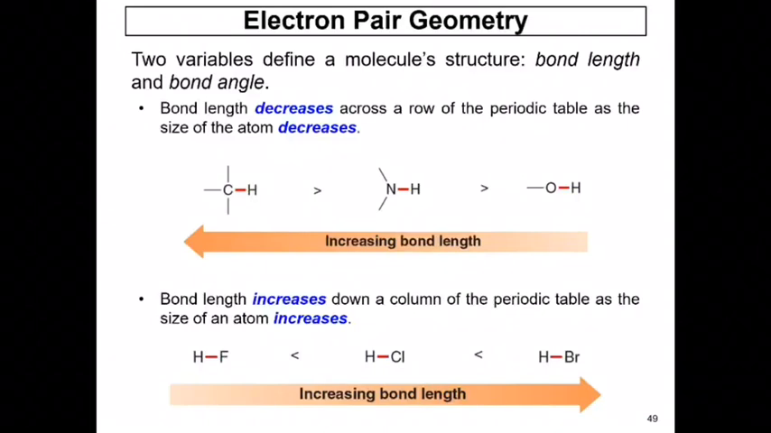So now let's switch gears here and look at electron geometry. There are two factors that define molecular structure: bond length and bond angle. Bond length, which is basically the distance between two nuclei, is dependent upon the atomic size of the two connecting atoms. So the larger the atoms, the longer the bond will be between them.